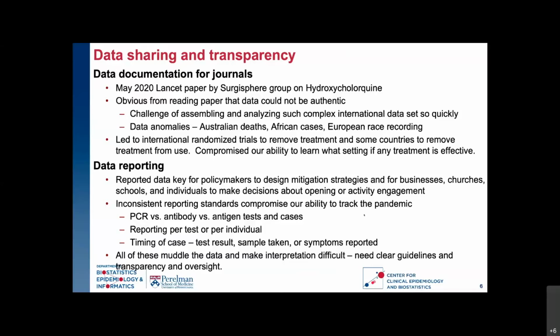And there were certain data anomalies that were very clear in the tables that, for example, number of COVID-related deaths in Australia that were listed were greater than the total number in that country at that time. The number of African cases in their database would suggest that every single COVID patient in the whole continent was basically in their database. And it reported, Jeffrey?